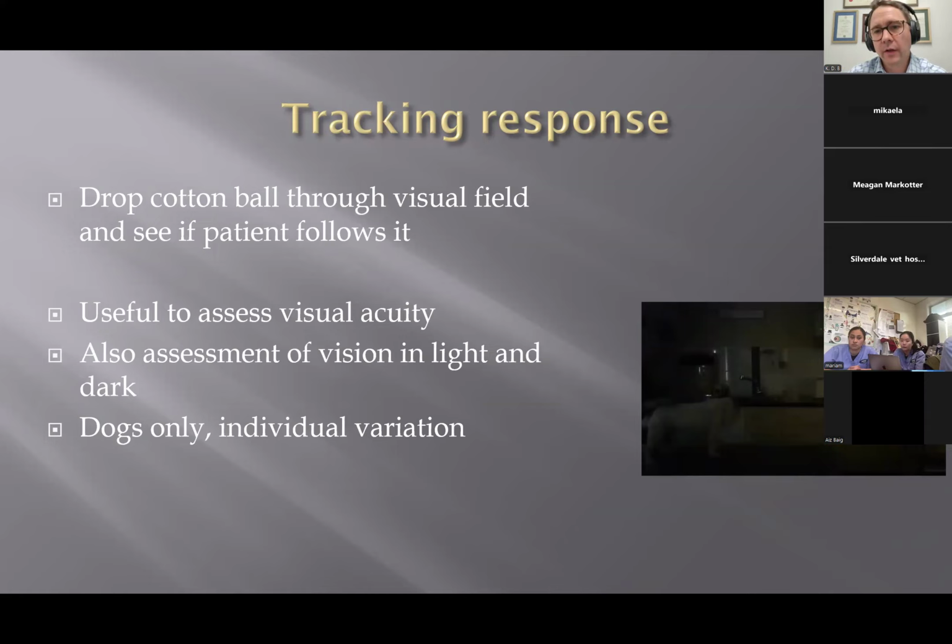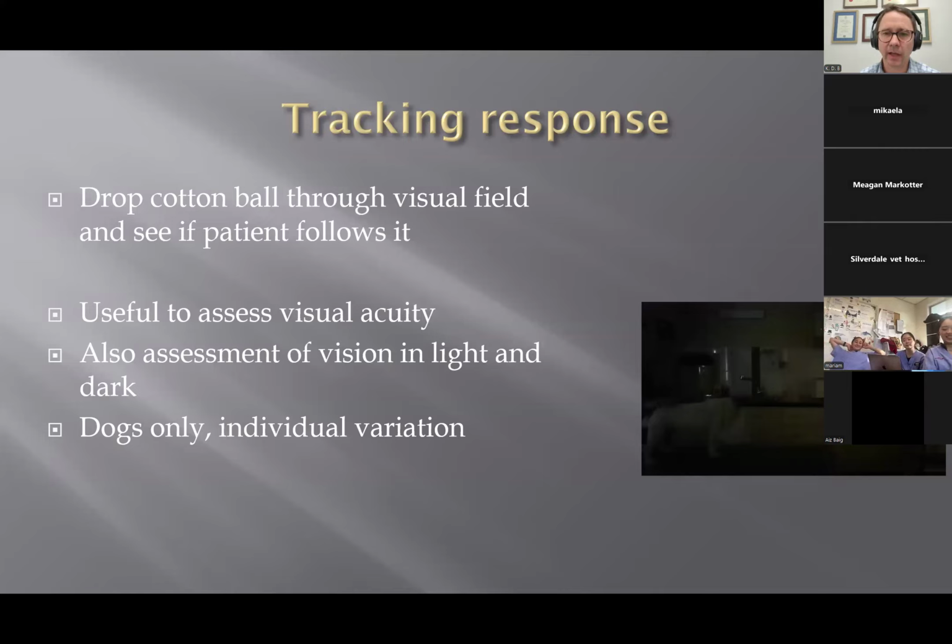Track and response. So track and response is where we drop or move a target through the visual field and see if the patient is able to follow it. So if we drop something down in front of the patient and they're looking up at it and then they track their head down as it goes towards the ground, hits the ground, then that's a positive tracking reflex, or tracking response rather. I quite like it to assess visual acuity.